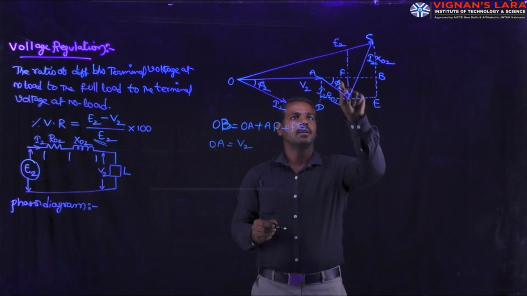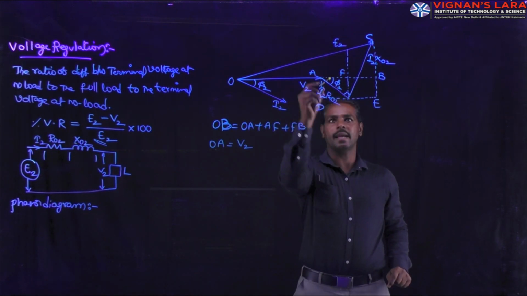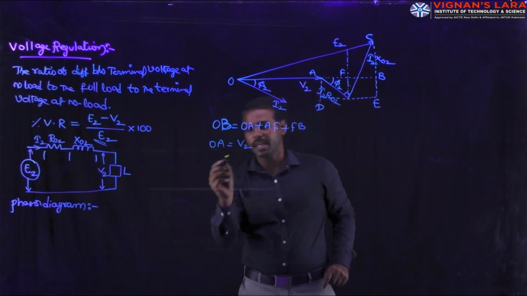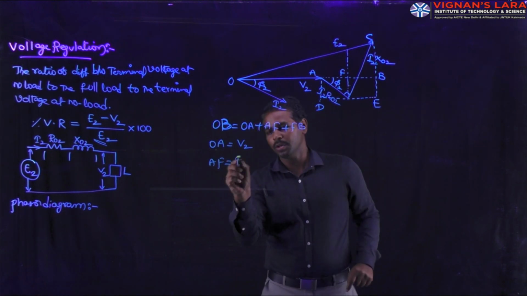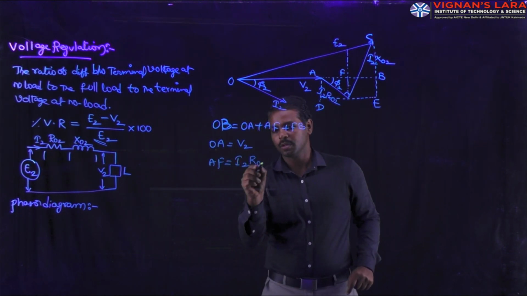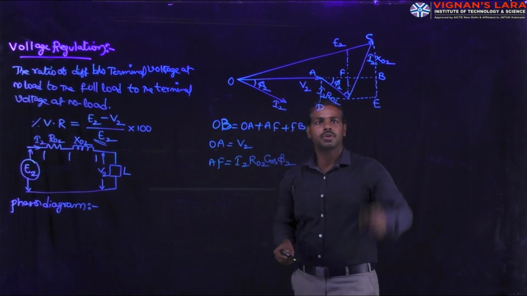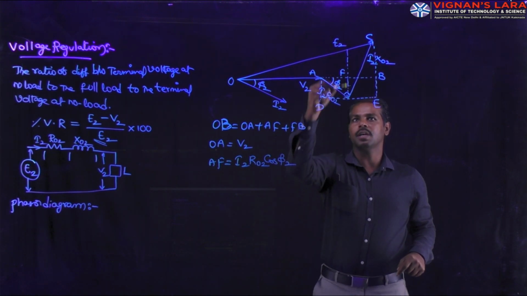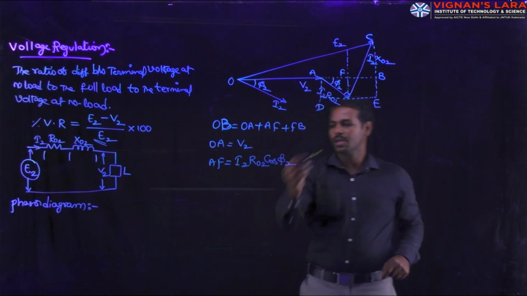Then AF: this is the triangle, so this is the opposite side, and this is the hypotenuse. AF is equal to I2 R02 cos phi 2, where the hypotenuse is I2 R02. So this curve comes into this distance. AF is always equal to I2 R02 cos phi 2.